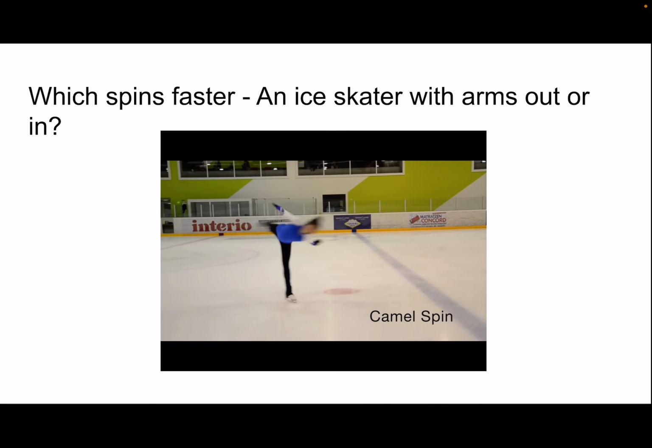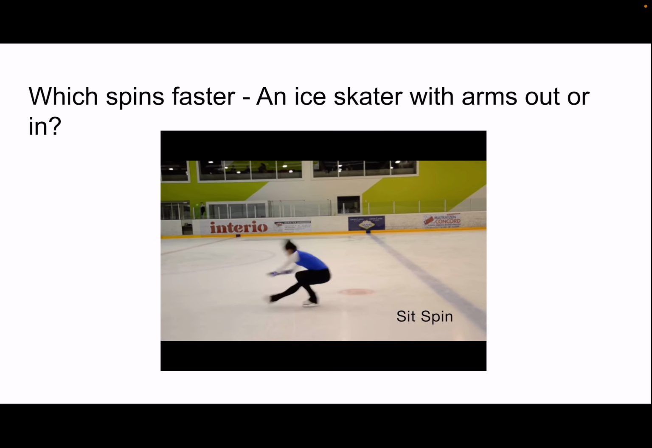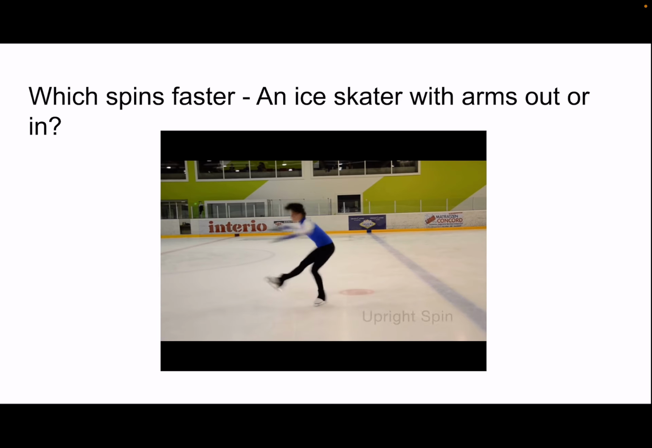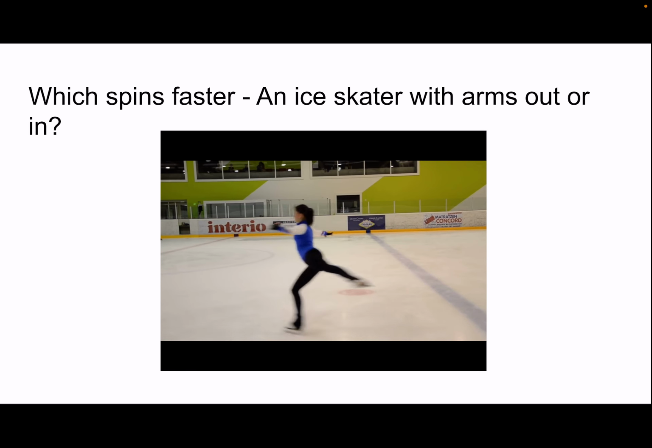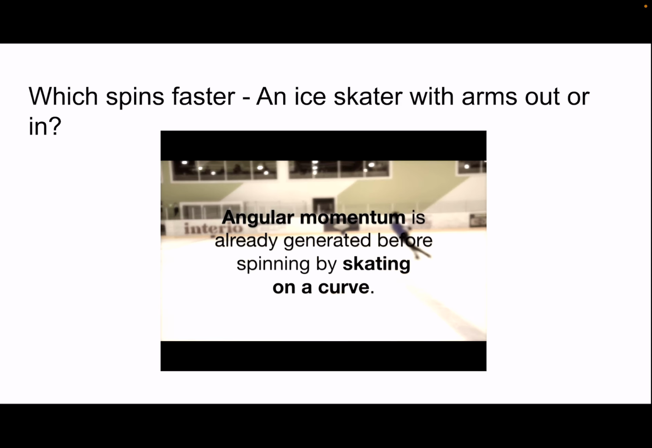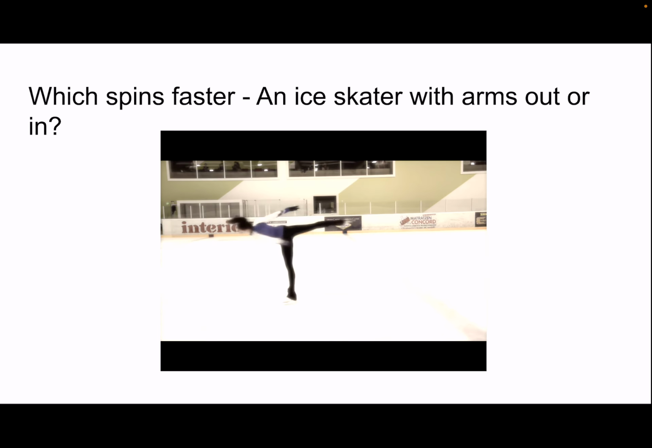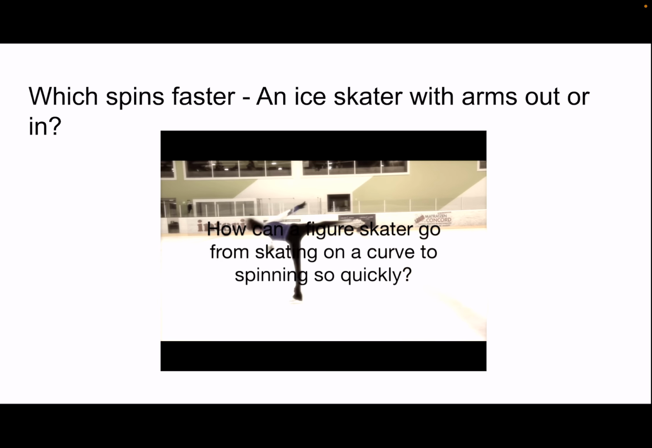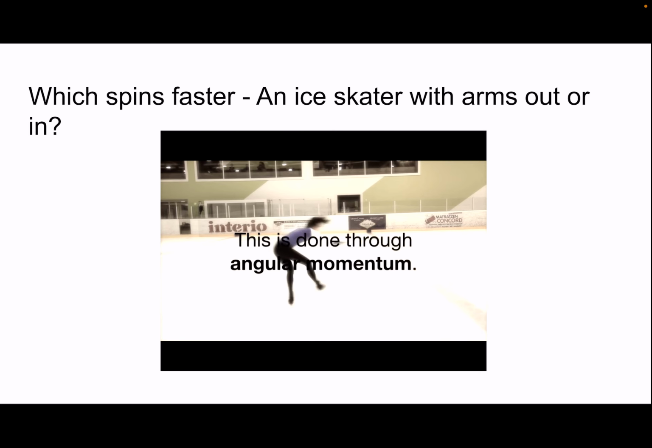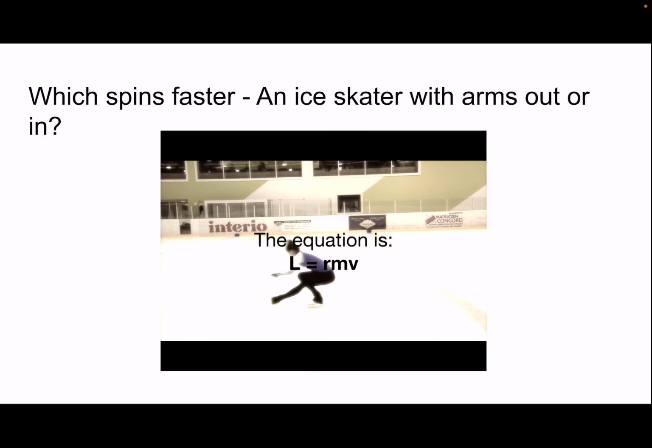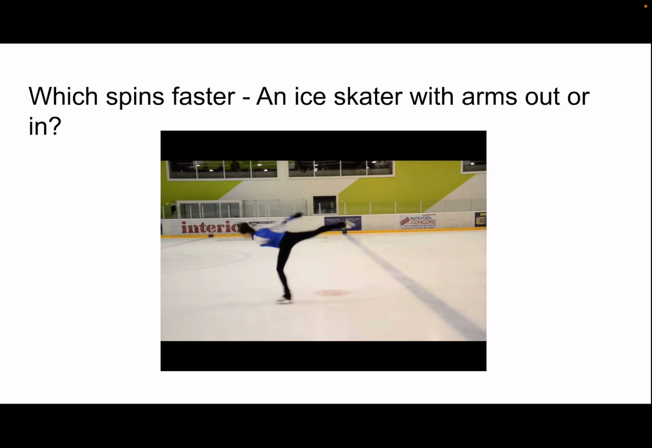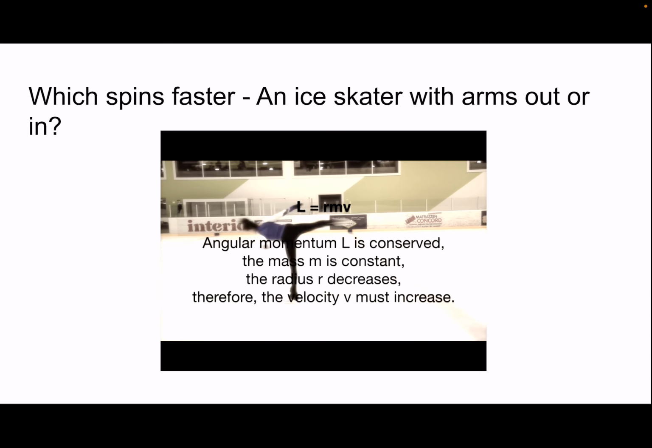So we'll watch this ice skater spinning. You can see how she's spinning at a certain pace, and then when she pulls her mass in closer, it spins a little bit faster, and even faster when she pulls in more. So remember, when mass is closer in, it's easier to spin the object. So when R decreases, velocity increases. And that's angular momentum.